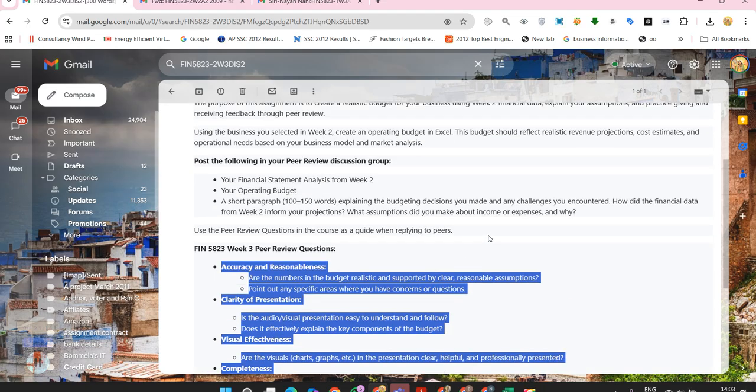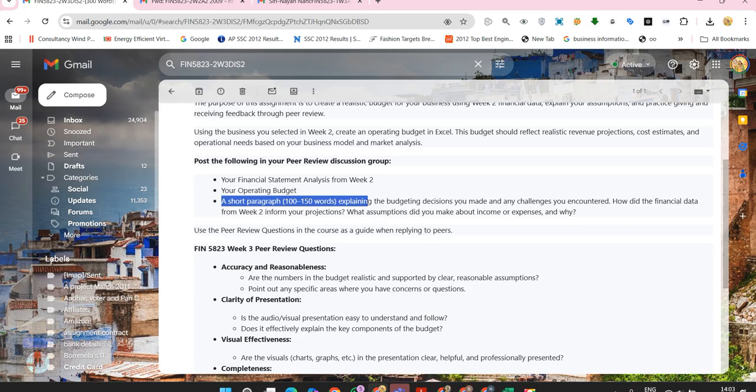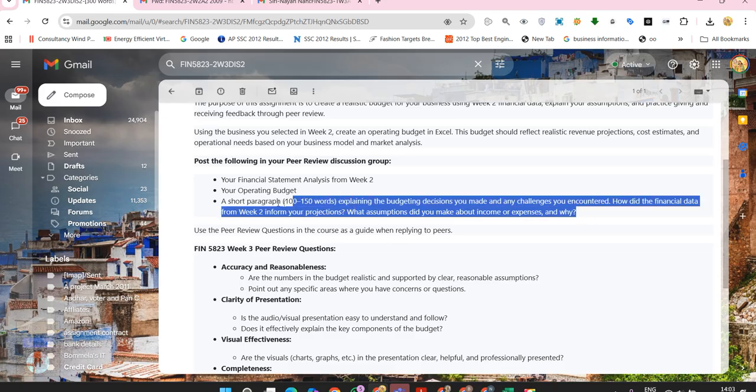Here you are supposed to create the budget, and write 100 to 150 words on your assumptions, the budgeting decisions you made. How did the financial data inform your projections? What assumptions did you make about income or expenses? Why? This should be your own work.